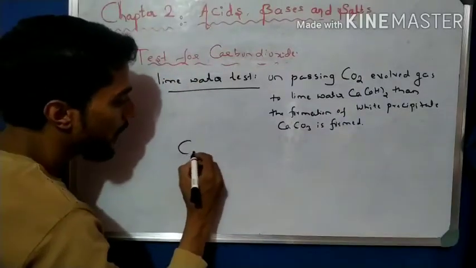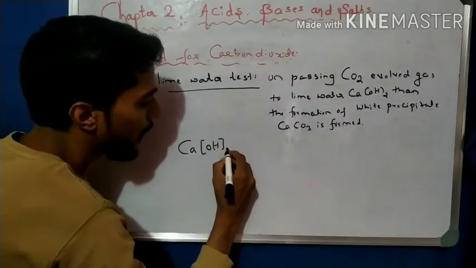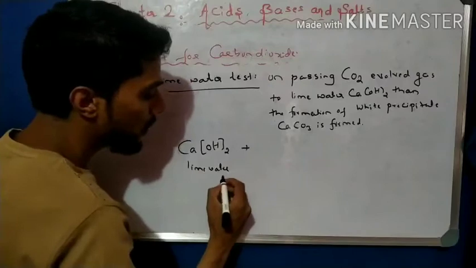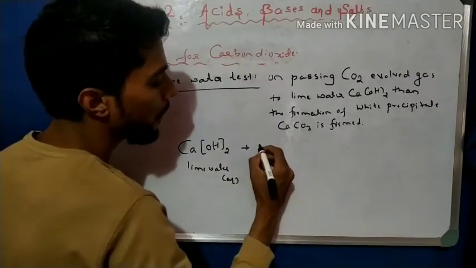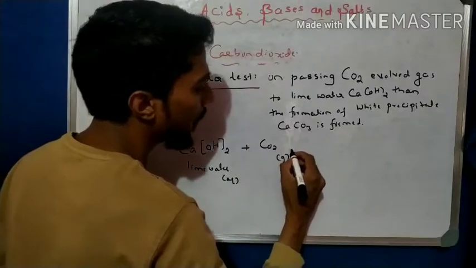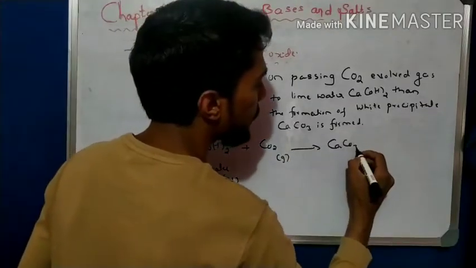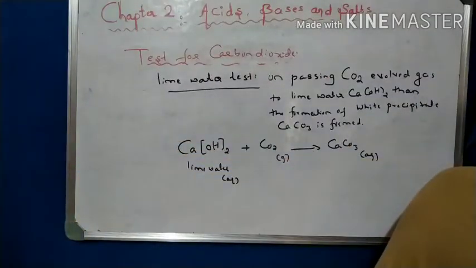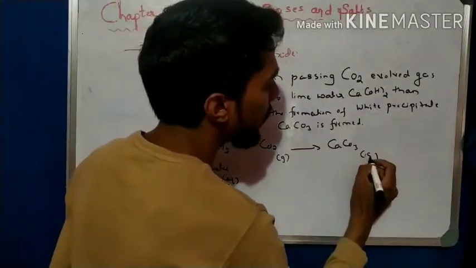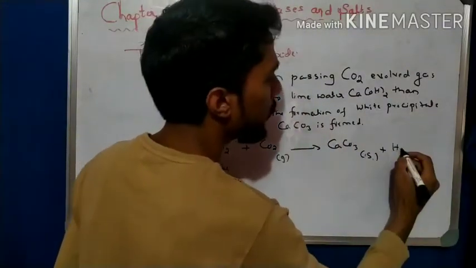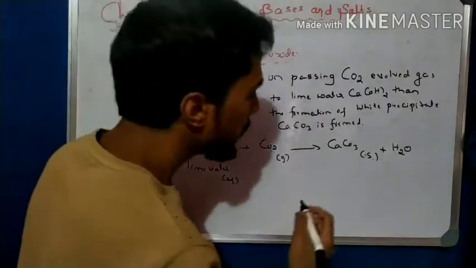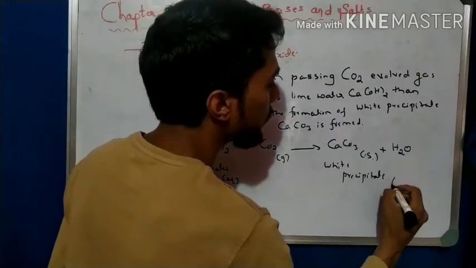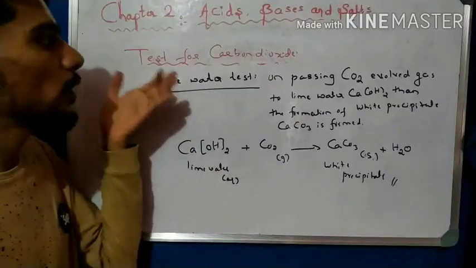So the reaction is: calcium hydroxide, that is lime water, in aqueous solution, plus carbon dioxide gas passed through this solution, gives calcium carbonate, a solid, plus H2O. The white precipitate indicates the test for carbon dioxide.